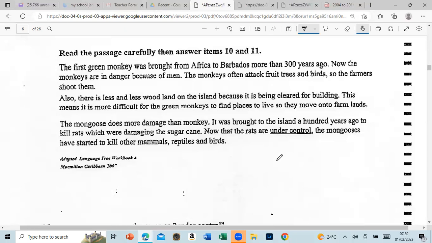All right, let's read again. The first green monkey was brought from Africa to Barbados more than 300 years ago. Now the monkeys are in danger because of men. Monkeys often attack fruit trees and birds, so the farmers shoot them. Also, there is less and less woodland on the island because it's being cleared for building. This means it's more difficult for the green monkeys to find places to live, so they move onto farmland. The mongoose does more damage than the monkey. It was brought to the island 100 years ago to kill rats, which were damaging the sugar cane. Now that the rats are under control, the mongooses have started to kill other mammals, reptiles, and birds.